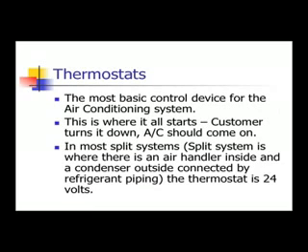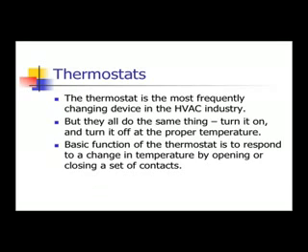Air conditioning has several levels of controls. There are the basics and then the more complex system. So do the controls. These levels are split into basic on-off control, safety controls, and efficiency or comfort controls. Thermostats are the most basic control device for the air conditioning system. This is where it all starts. Customer turns it down, AC should come on, or customer turns it up, heat should come on.